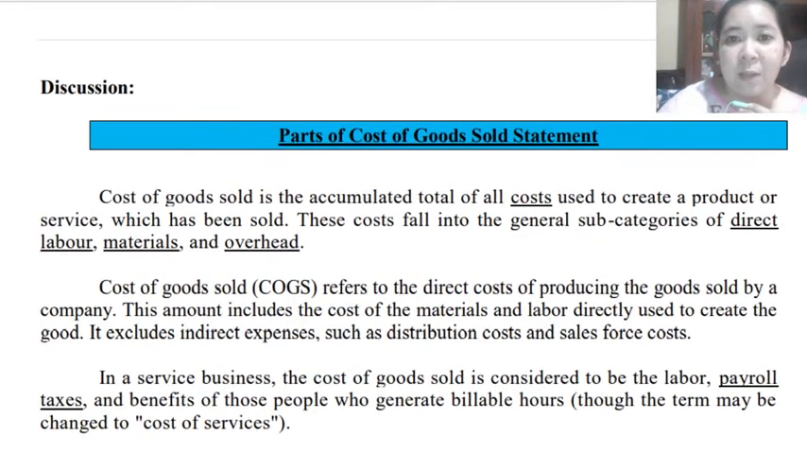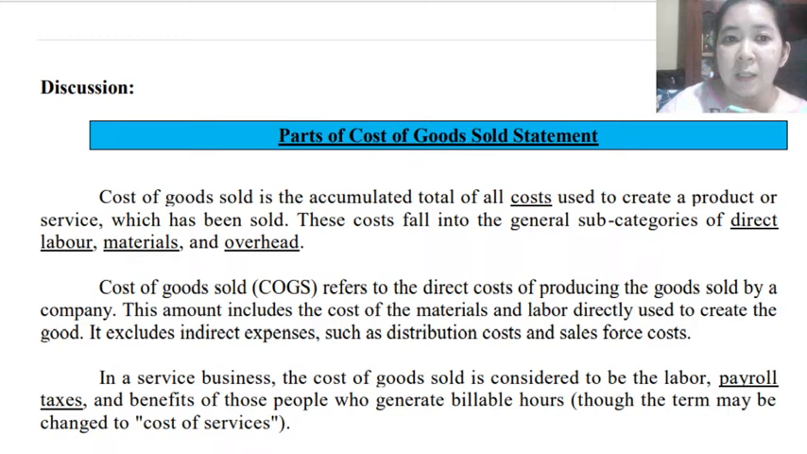Okay, so to start with, let us discuss the parts of our cost of goods sold statement. Basically, our cost of goods sold is the accumulated total of all the costs in producing or creating a product or rendering of services that was sold.